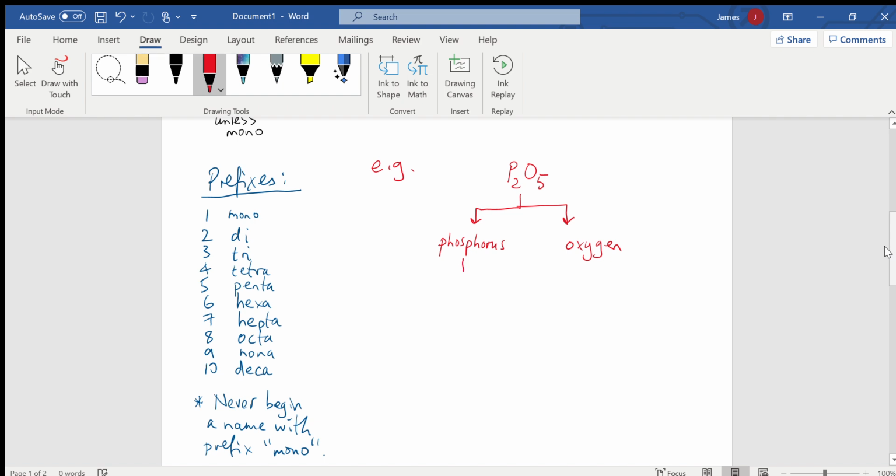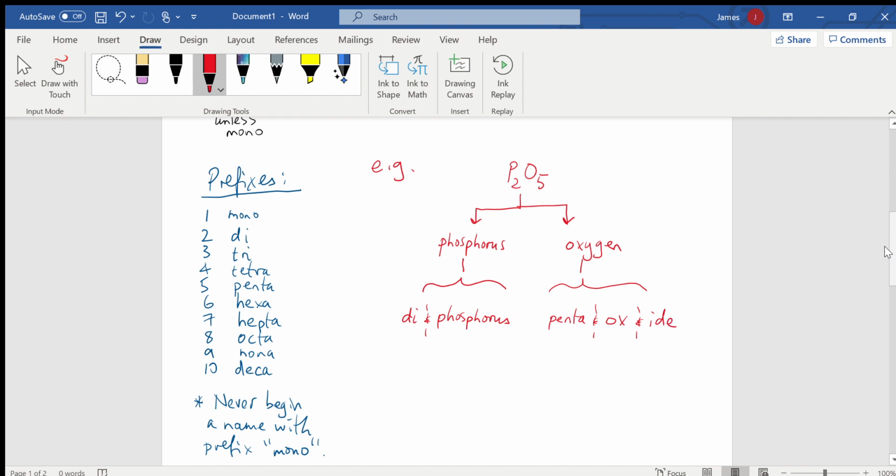Then we have our prefix. There's two phosphorus, so our prefix is di. And then we have the name of the element, phosphorus. And then with oxygen, we have a prefix 5, so we know that that is penta. And then we have the root ox for oxygen. And then we have the suffix ide.